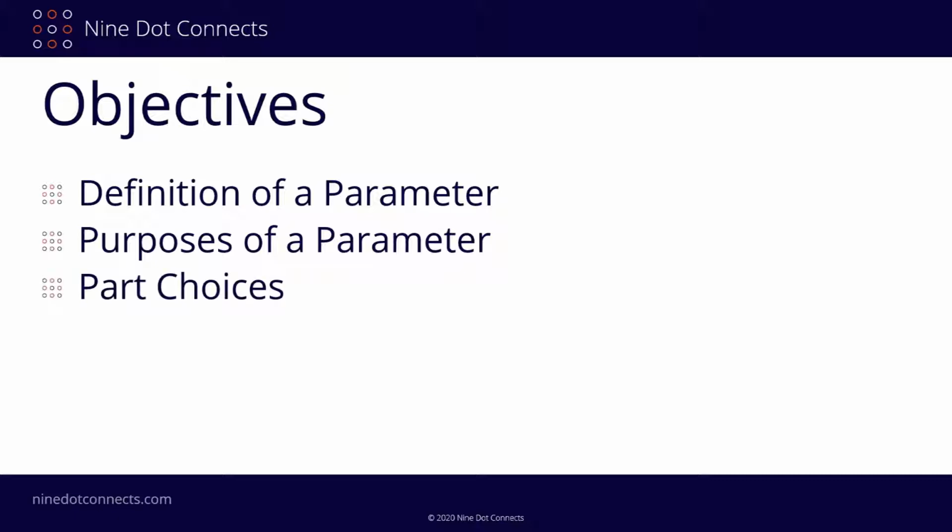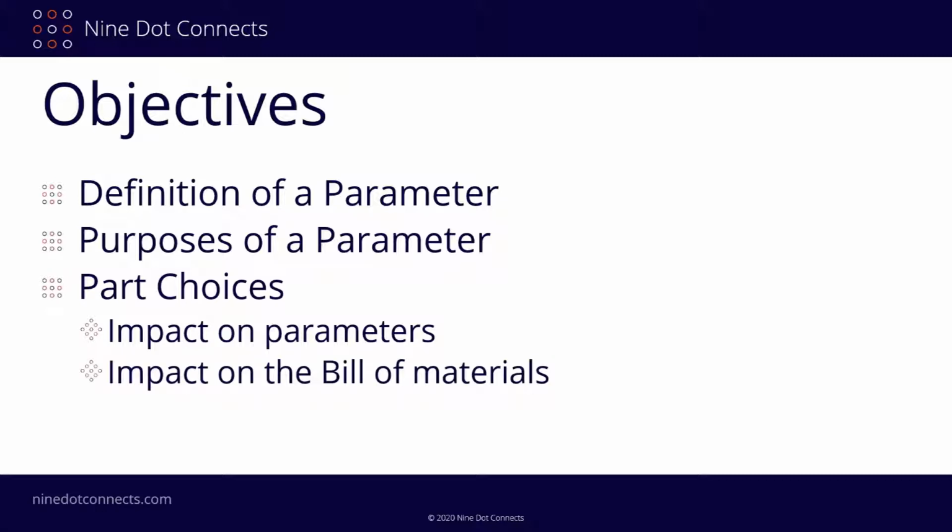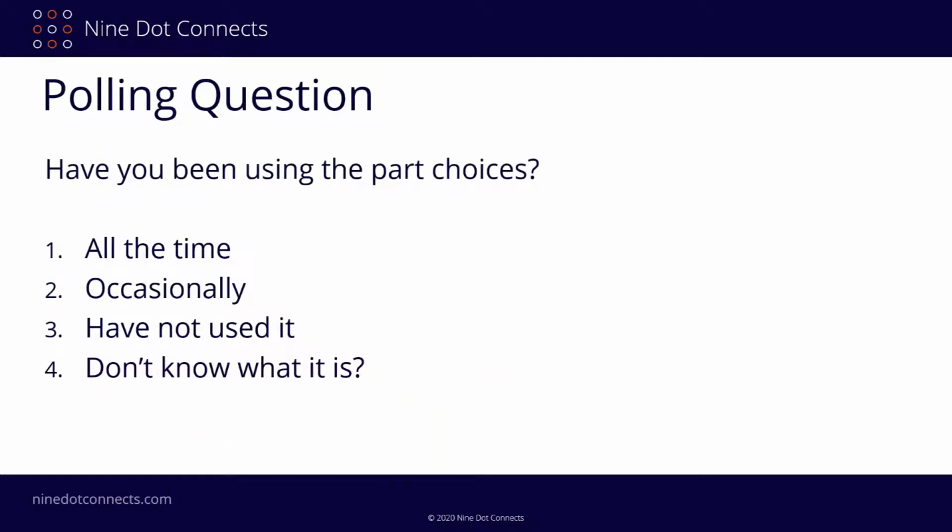Then we're going to talk about part choices and see what it brings to the table based on the definition and the purposes. We'll talk about its impact on the parameters, depending on the library type that you're using, and the impact on the bill of materials. It certainly has a big one on that, depending on how you address your bill of materials. And of course, I'll talk about a few limitations that you should know about if you're going to go the route of part choices.